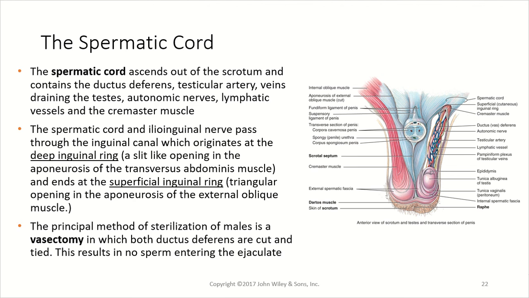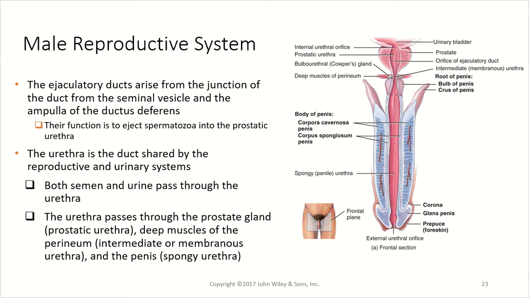The principal method of sterilization for males is called a vasectomy, and this is when both of the ductus deferens are going to be cut and tied, and this results in no sperm entering the ejaculate. So you can still ejaculate, but no sperm are going to be present in that ejaculatory fluid, or in the semen.